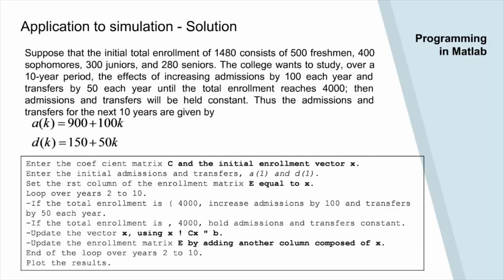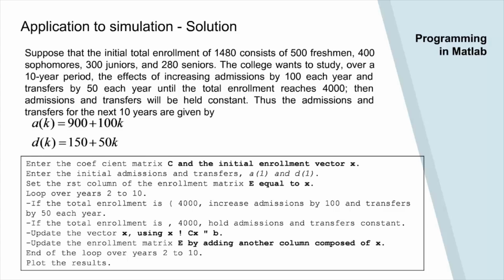Suppose that the initial total enrollment of 1480 consists of 500 freshmen, 400 sophomores, 300 juniors and 280 seniors. The college wants to study over a 10-year period the effects of increasing admission by 100 each year and transfers by 50 each year until the total enrollment reaches 4000. Then the admission and transfers will be held constant.